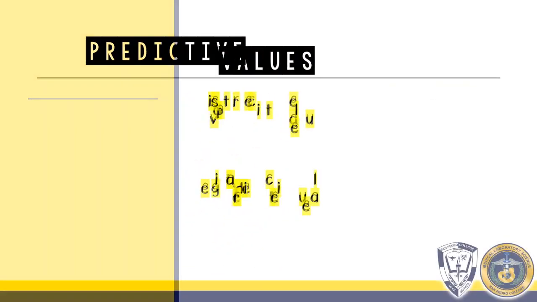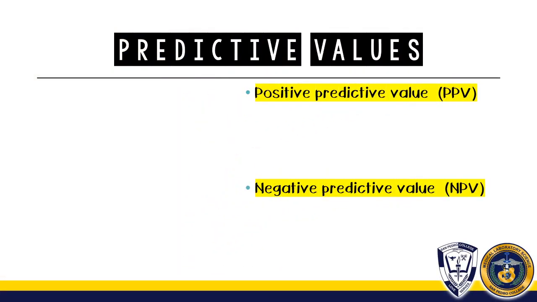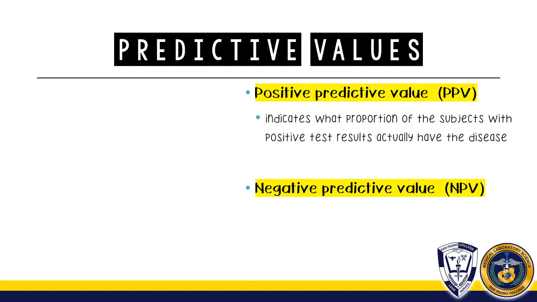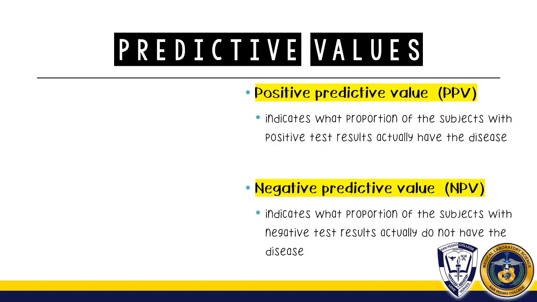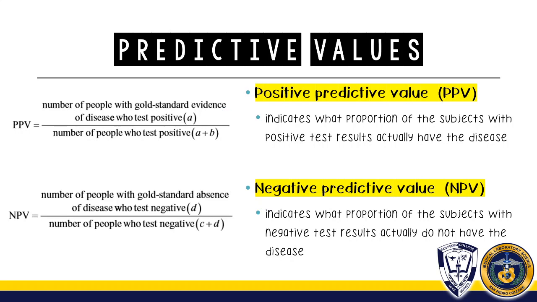There are actually two types of predictive values. We have your positive predictive value and your negative predictive value. Positive predictive value, or PPV, indicates what proportion of the subjects with positive test results actually have the disease, while your negative predictive value indicates what proportion of the subjects with negative test results actually do not have the disease. And this is how you compute for your PPV and your NPV.